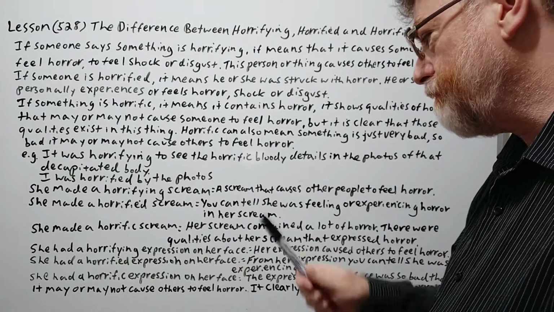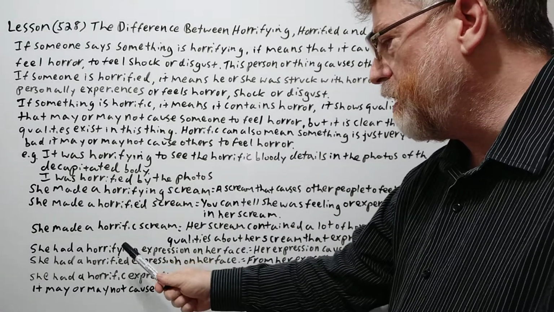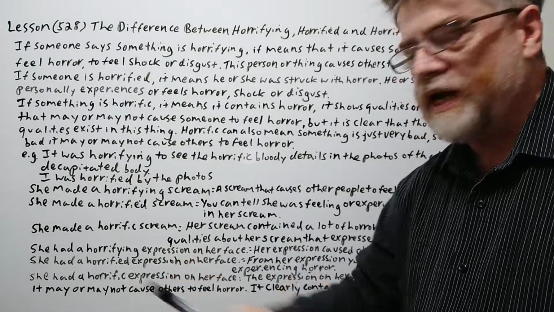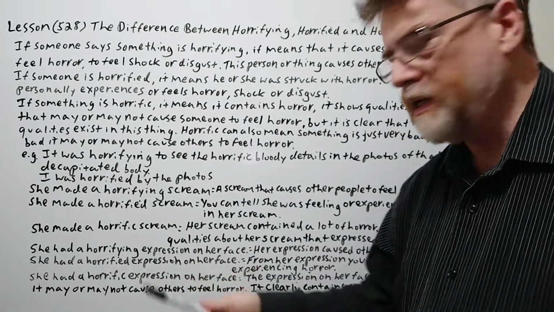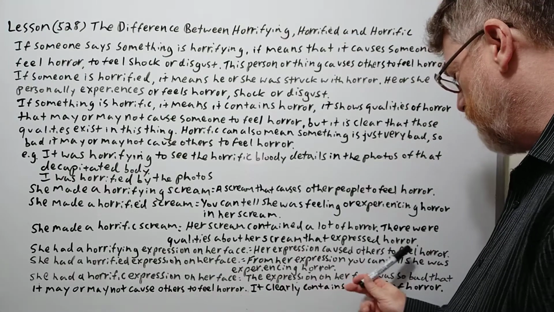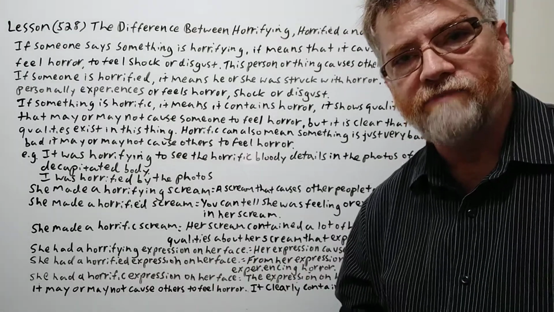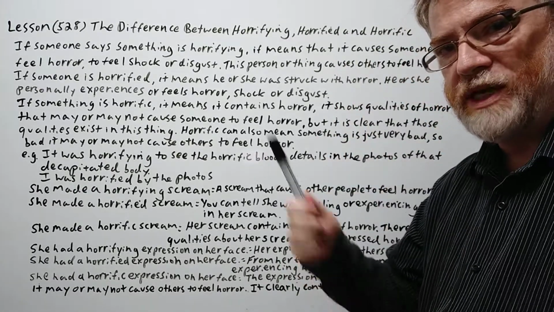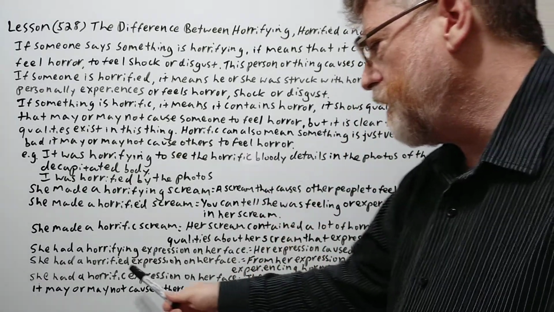Okay, let's continue. She had a horrifying expression on her face. Again, the ing always means that it causes. She had a horrifying expression on her face. Her expression caused others to feel horror. Maybe you could see the pain and that made you feel horror.